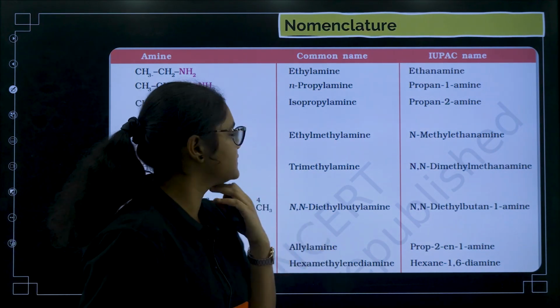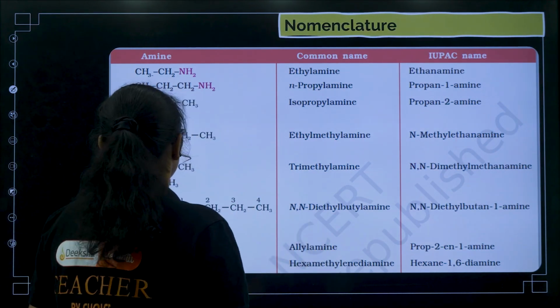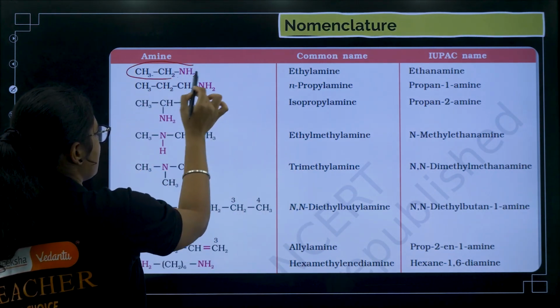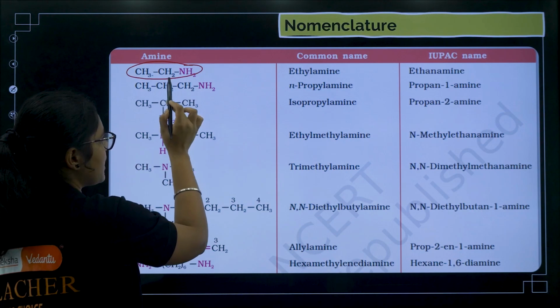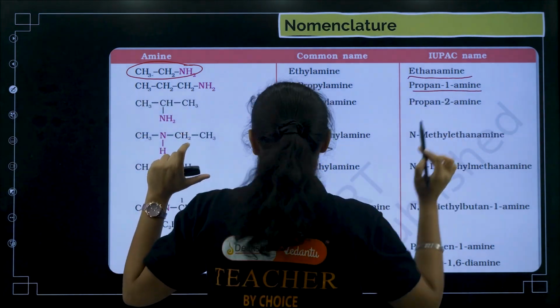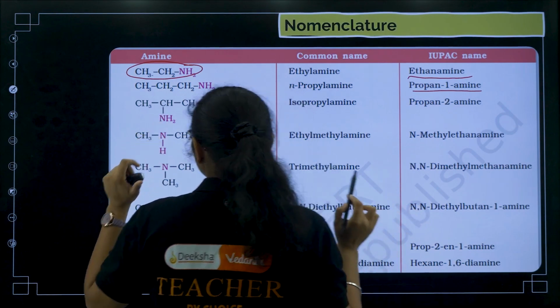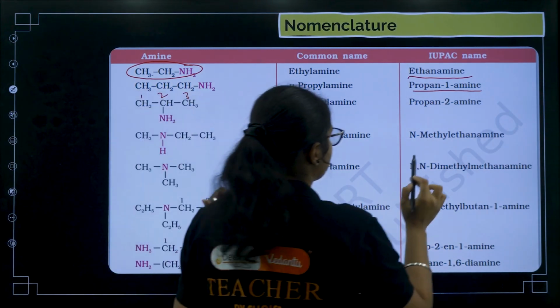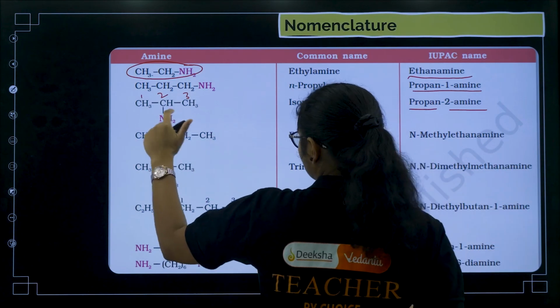So nomenclature, what is there? For example, for primary amines it is very simple. If there are 2 carbons, it is ethanamine. If there are 3 carbons, it is propanamine. Now here you can see you have 1, 2, 3, right? So you can make it propan-2-amine, on the second position.